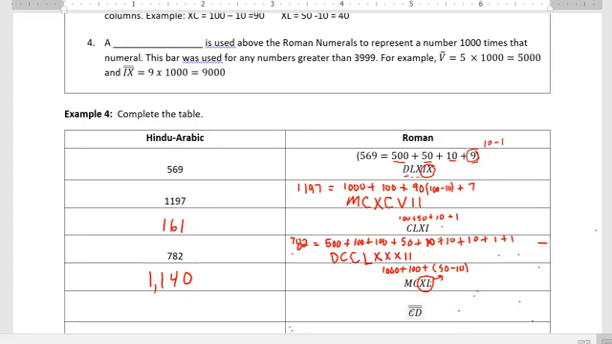Okay, let's go to the next example. So in the next example, we have a bar here. So remember, if you have a bar, that means that we're going to multiply whatever that number is times 1,000. So C is 100 and D is 500. So for this, we have 500 minus 100 is equal to 400. So we have 400 times 1,000, and so that's going to give me 400,000.